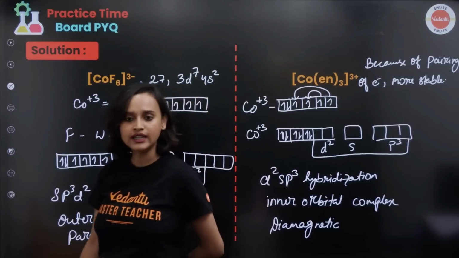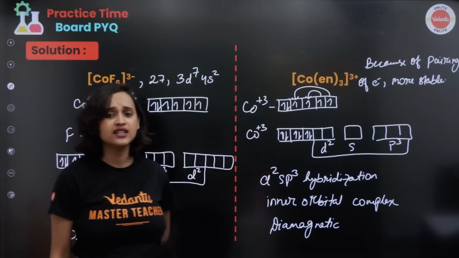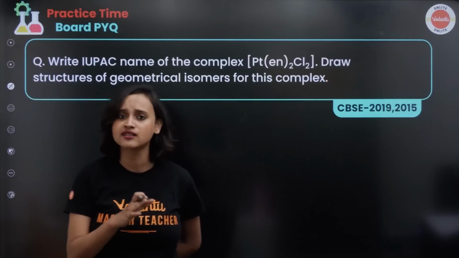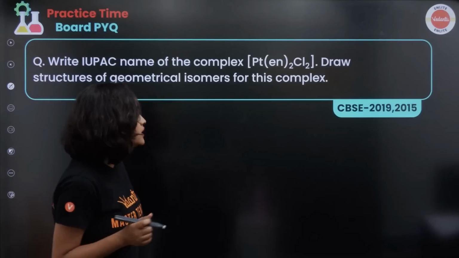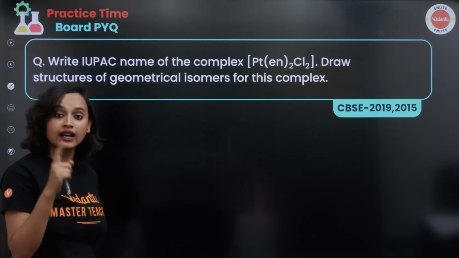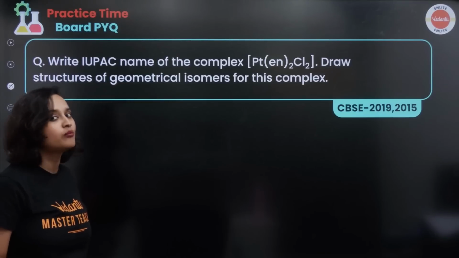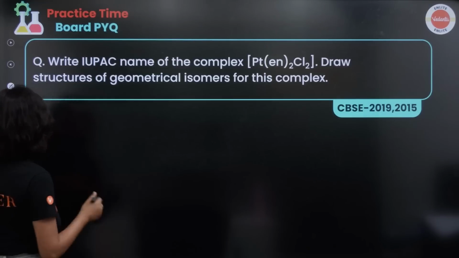Correct, everybody? Easy peasy? Very easy. Hybridization, once you understand, there is nothing to be scared of. Nothing absolutely to be scared of. Now, this is also one important question, everybody. And when I taught you coordination compounds, I taught you this also. So let's check it out.